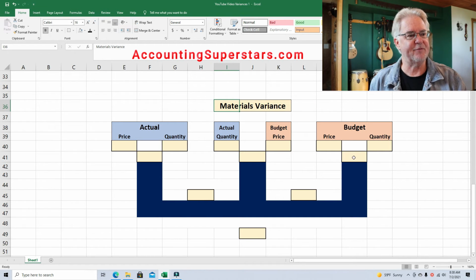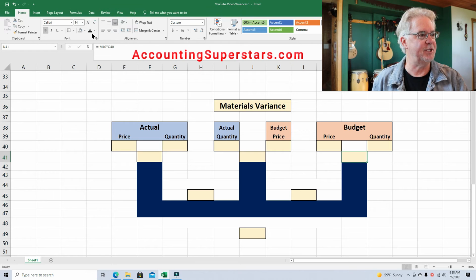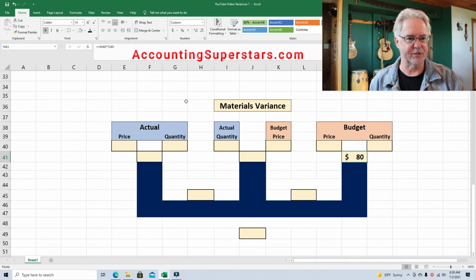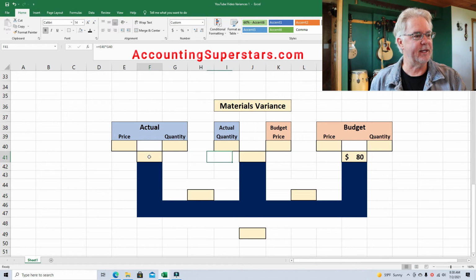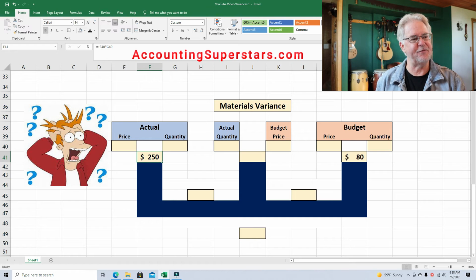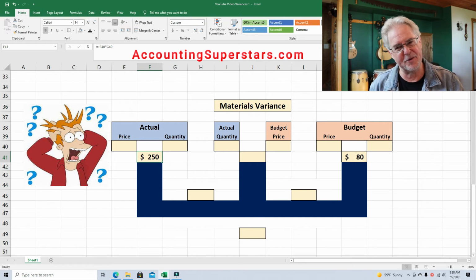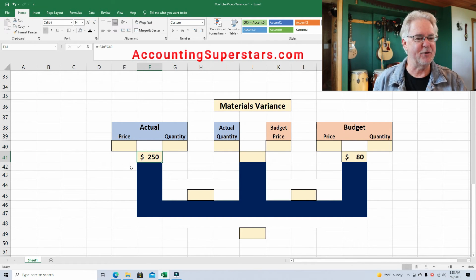And so let's say that for materials, we budgeted for lumber 80 bucks to do the job. I'm keeping the number small here. And what really happened is, man, the lumber cost $250. It's like, oh man, we spent way more than we thought here. We budgeted 80 and the actual is 250.